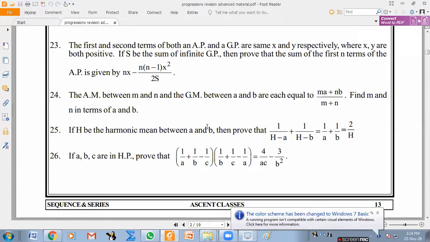Okay, H is a harmonic mean between A and B, and we have to prove 1 by H minus A plus 1 by H minus B is the same as 1 by A plus 1 by B, which is also the same as 2 by H. This part is already proved, we know that. Only regarding this part we have to see. We know what is H, and we can substitute it.